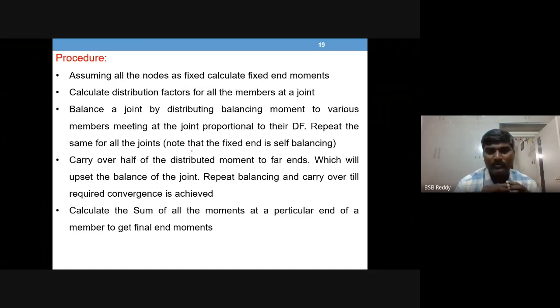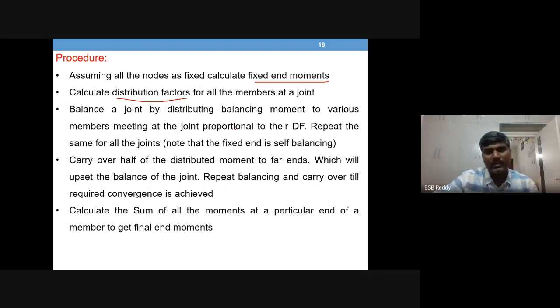Just to have a clear idea, I've explained with that example. Right now, let us see once again in a quick manner, just step by step calculations. First, the given beam must be made into fixed beams. You have to convert the given structure into fixed beams and calculate fixed end moments. That's step one.